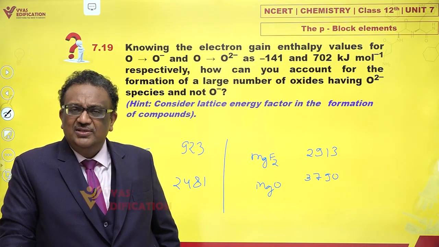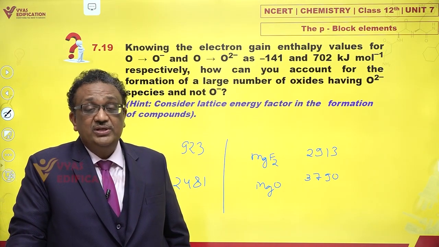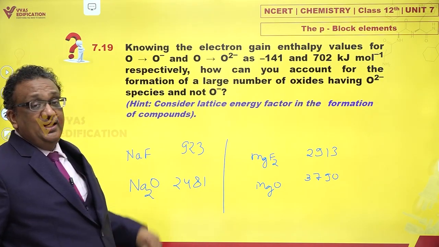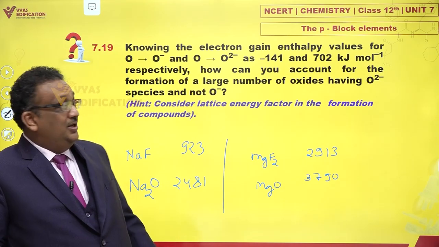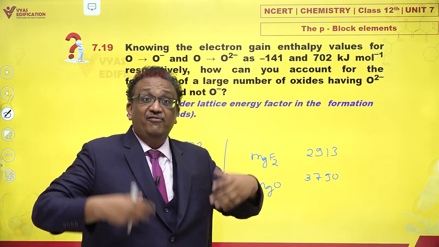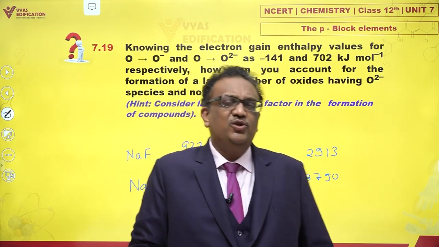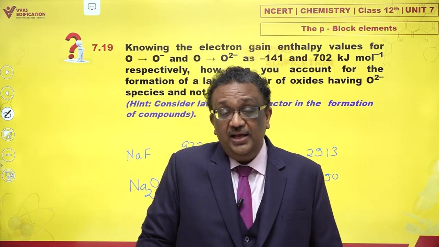What kind of question is this? Did you understand the question itself? What they're trying to say is this. If oxygen forms an ion with single charge, minus 1 charge, this reaction is exothermic, very favorable, it releases energy. So oxygen should actually have a tendency to form minus 1 charged anions.